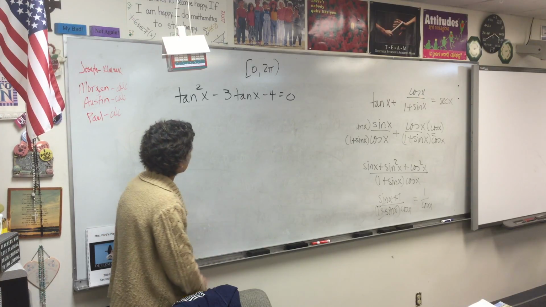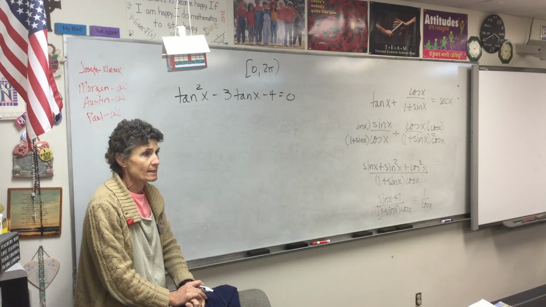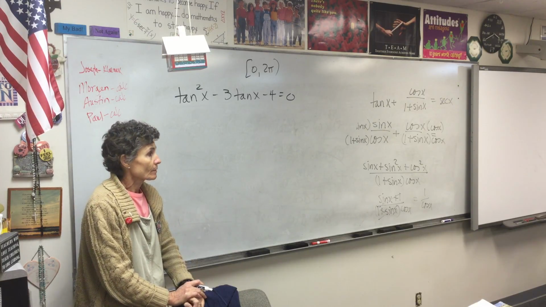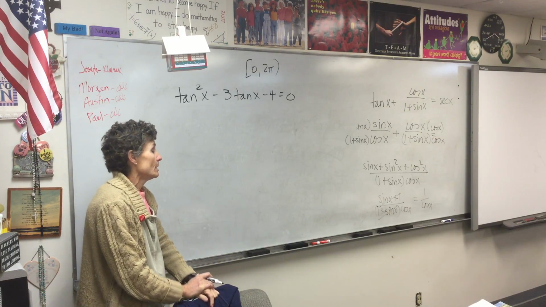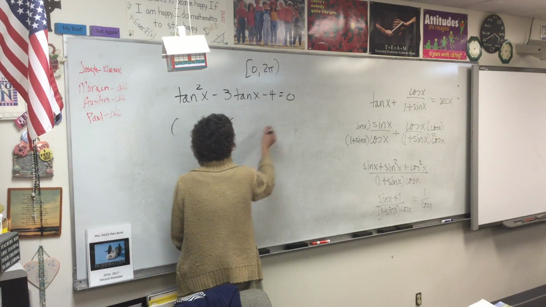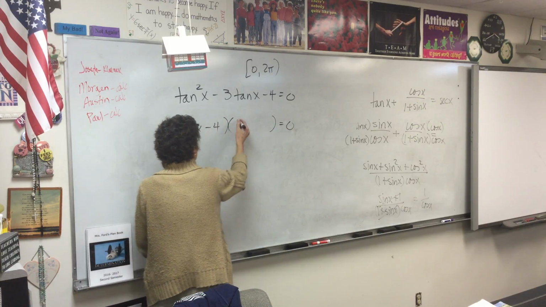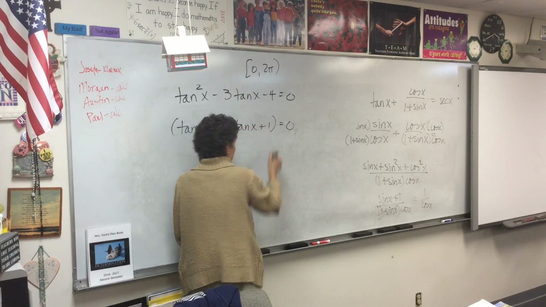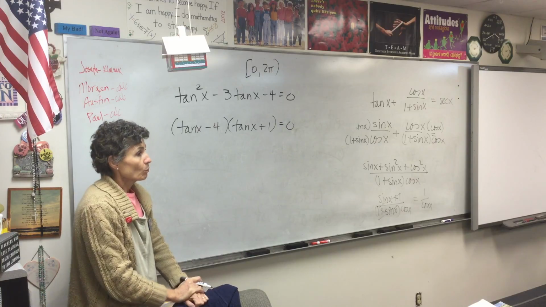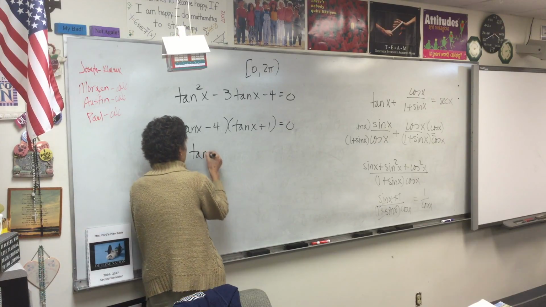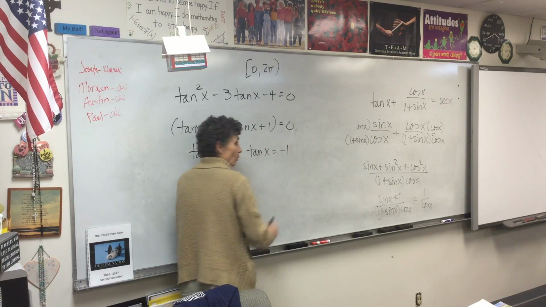So here we go. Any ideas how I'm going to solve this equation? Do you notice anything about it? It factors. It's a quadratic equation. How does it factor? 4 and 1. Tan x minus 4, tan x plus 1. Does that make sense to everybody? Mm-hmm. Which means tan x equals 4 and tan x equals negative 1.